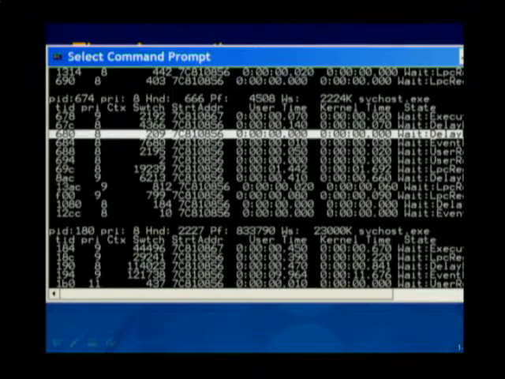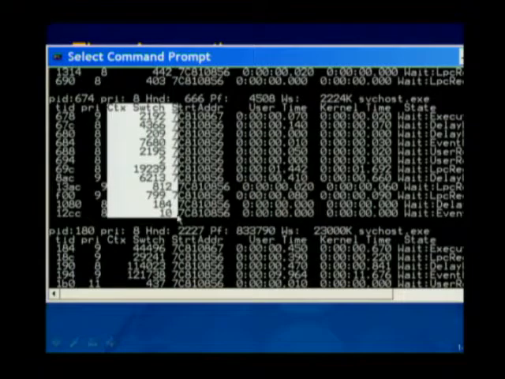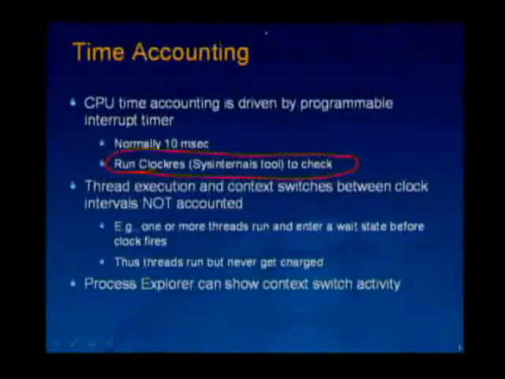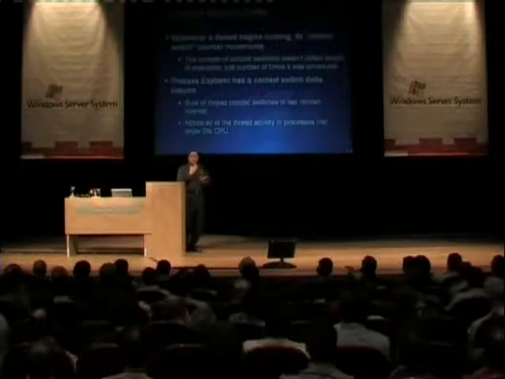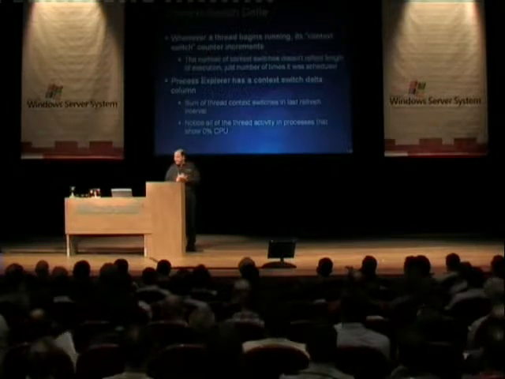Anybody see a column that would suggest that? It's the third column. It's the context switch count. The context switch count, and this is mentioned on the slide, is the number of times that the thread was selected to run. So when a thread is selected to run, its context switch count is incremented. Every time the thread begins to run, the context switch count is incremented. That is not susceptible to some interval-based timing mechanism.